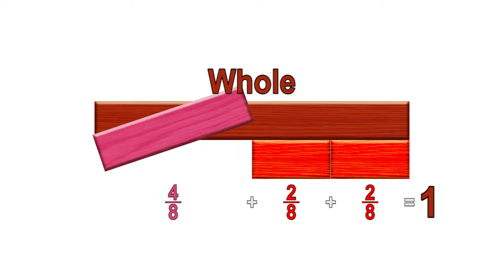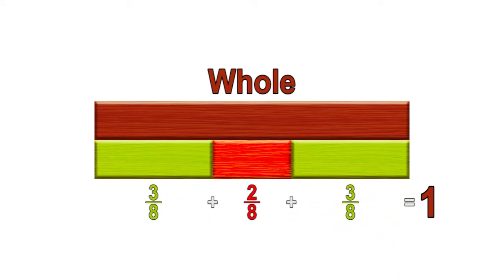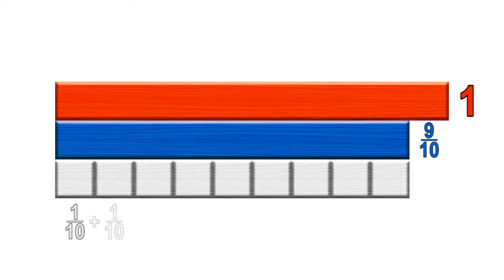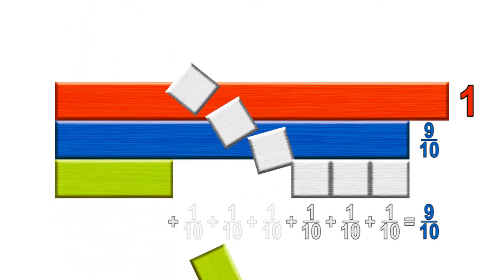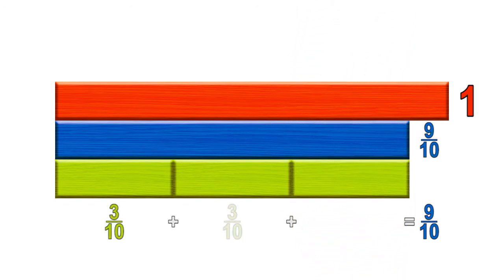Students are challenged to find multiple equivalent equations that have a sum of 8/8 or 1 whole. Now let's work with fraction equations that are less than 1. If this orange bar equals 1, then the blue bar is 9/10. The addition equation is 1/10 plus 1/10 plus 1/10 plus 1/10 plus 1/10 plus 1/10 plus 1/10 plus 1/10 plus 1/10 equals 9/10.